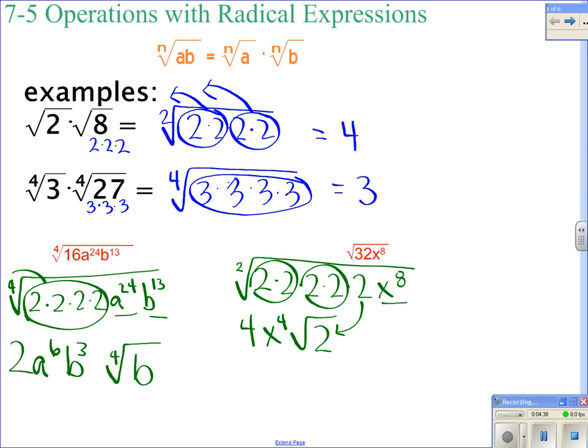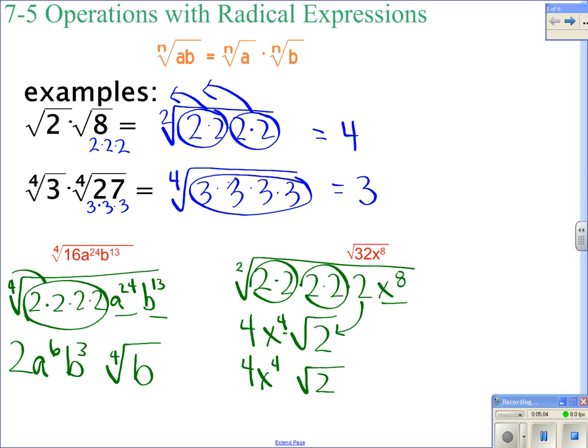Now be very careful in how you write this. Even this probably isn't the best penmanship. Notice how this 4 right here kind of looks like it's on the 4th root. Really make sure that you have a space in between here, so this would be a better way to write this. So that I know that the 4 is an exponent and not on the root. So keep your eye out for that too.